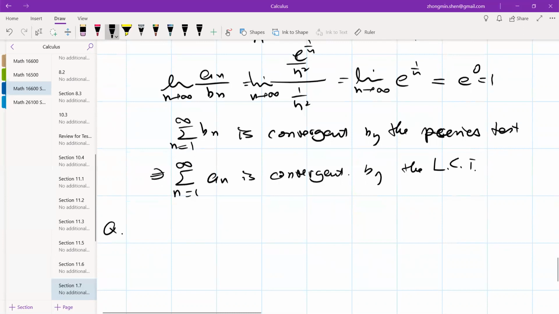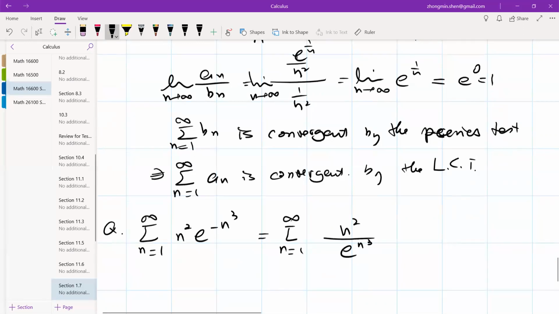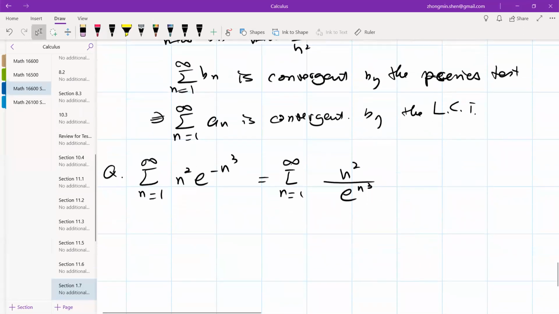Okay, let's look at another problem. It's an interesting problem. This series is going to be n squared over e to the n cubed. What is the best way to prove it's convergent? Clearly it's convergent because the denominator is an exponential growth function, and the numerator is a polynomial.